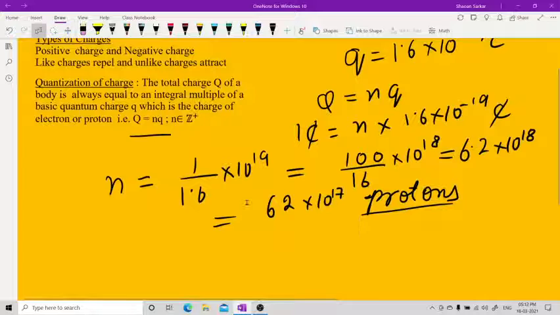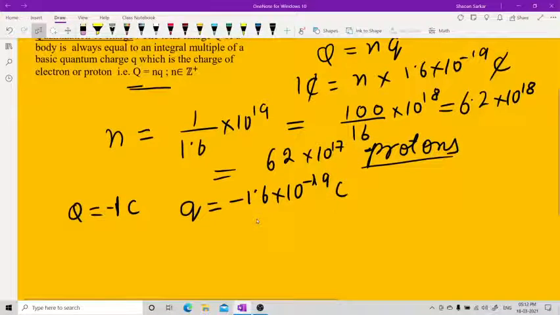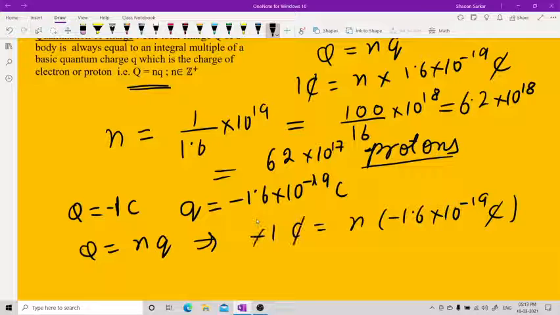Or if I give you q equal to minus 1 coulomb, मैं minus 1 coulomb दे देता हूँ, and I ask you how many negative charges, then the charge of an electron is minus 1.6 into 10 to the power of minus 19 coulomb. And according to this formula, q equal to nq. Now this will give me minus 1 coulomb equal to n into minus 1.6 into 10 to the power of minus 19 coulomb. This coulomb and this coulomb, and minus goes off. Again n comes out to be 1 upon 1.6 into 10 to the power of 19.